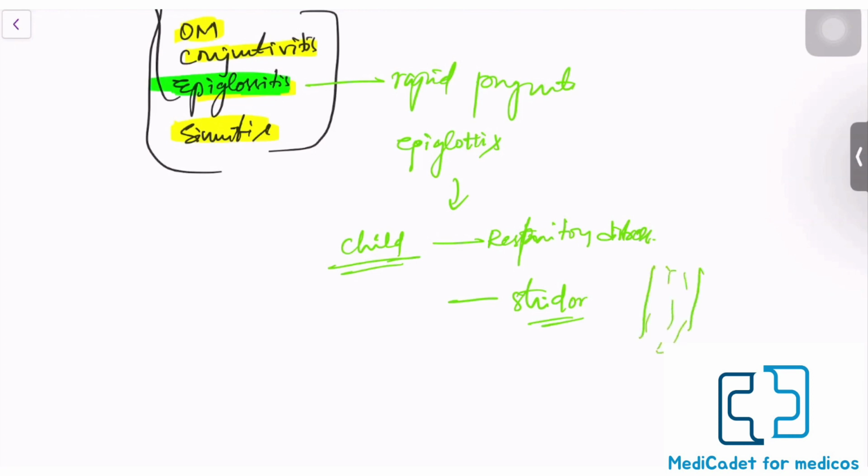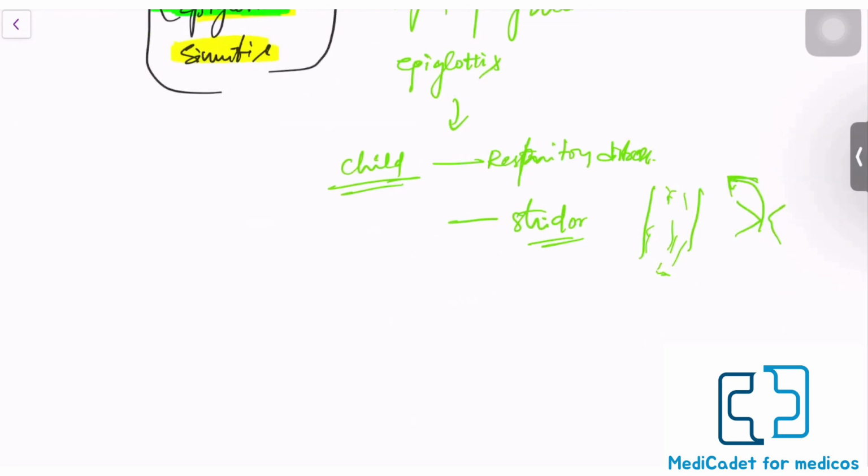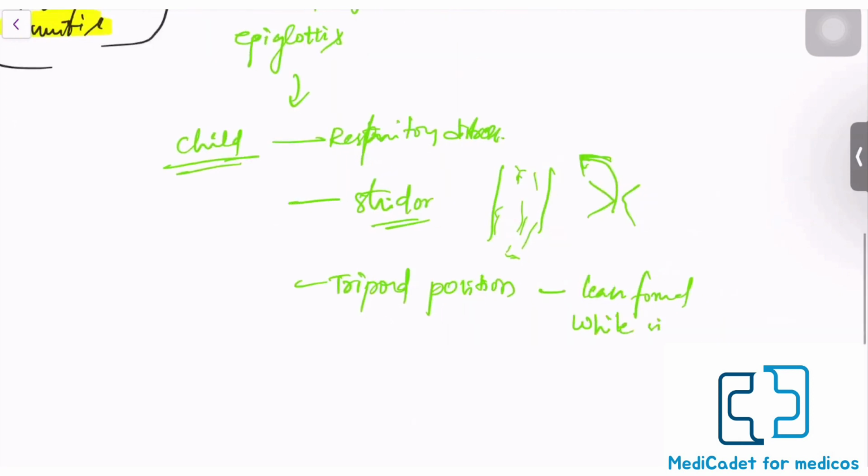You can imagine this is a pipe. Normally it's open, that's fine. If there is any obstruction and air passes through it, there is some kind of sound, right? That is inspiratory stridor in simpler terms. And very important, the child will have the tripod position. What is this tripod position? The child has so much respiratory distress that they love to lean forward while sitting. This helps them use the accessory muscles of respiration to breathe a little better. That is the classic presentation.